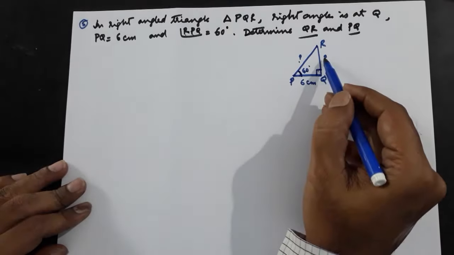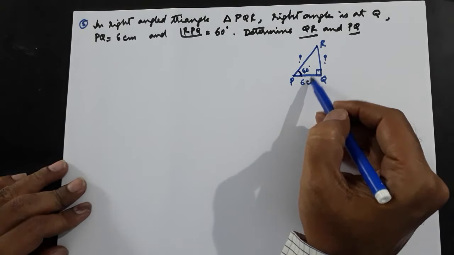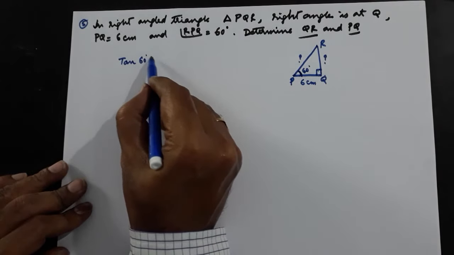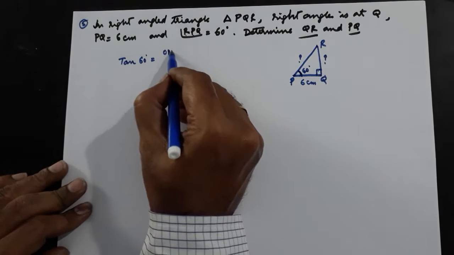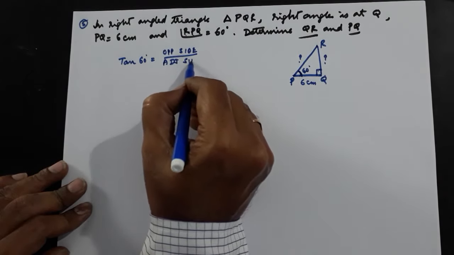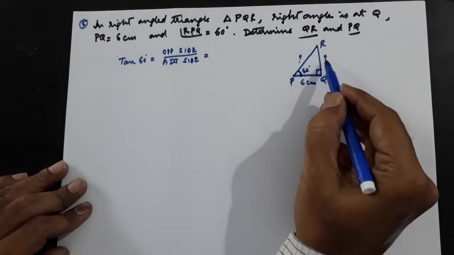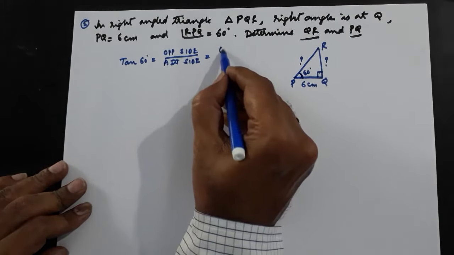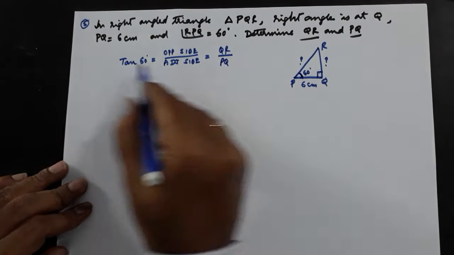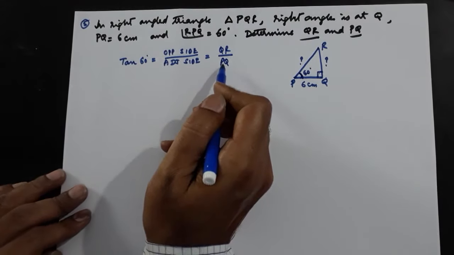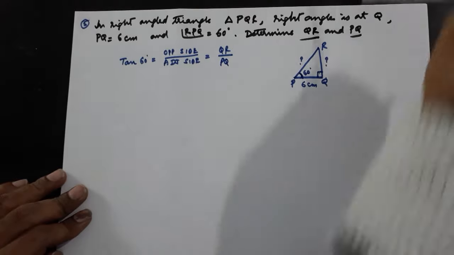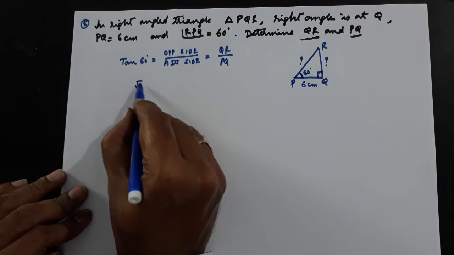If we want this one opposite and we have adjacent, we have tan theta. Here tan 60 degrees is equal to opposite side by adjacent side. What is opposite side here? This one, QR, divided by PQ adjacent. So we have tan 60 is equal to QR divided by PQ. So what is tan 60? Tan 60 is root 3.